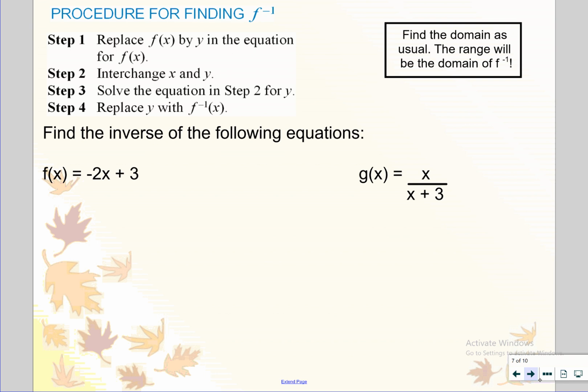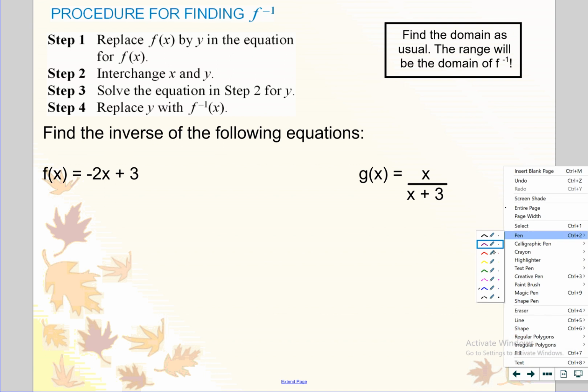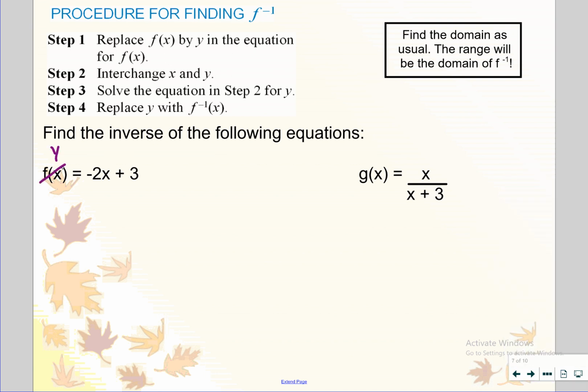So we're going to start with this first one. F of x equals negative 2x plus 3. First step, I usually just say f of x is y. I'm just going to cross it out and put a y there. Second step, switch the x and the y. X equals negative 2y plus 3. First two steps are done.